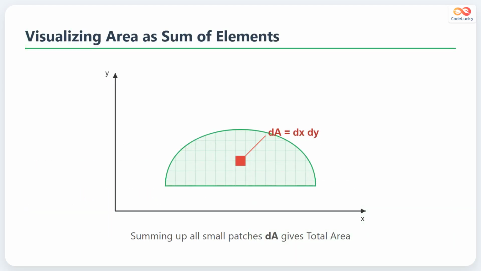Visualizing this, imagine breaking the region into infinitely many tiny rectangles. Summing the area of all these small pieces, defined as dA, gives us the total area of the shape.